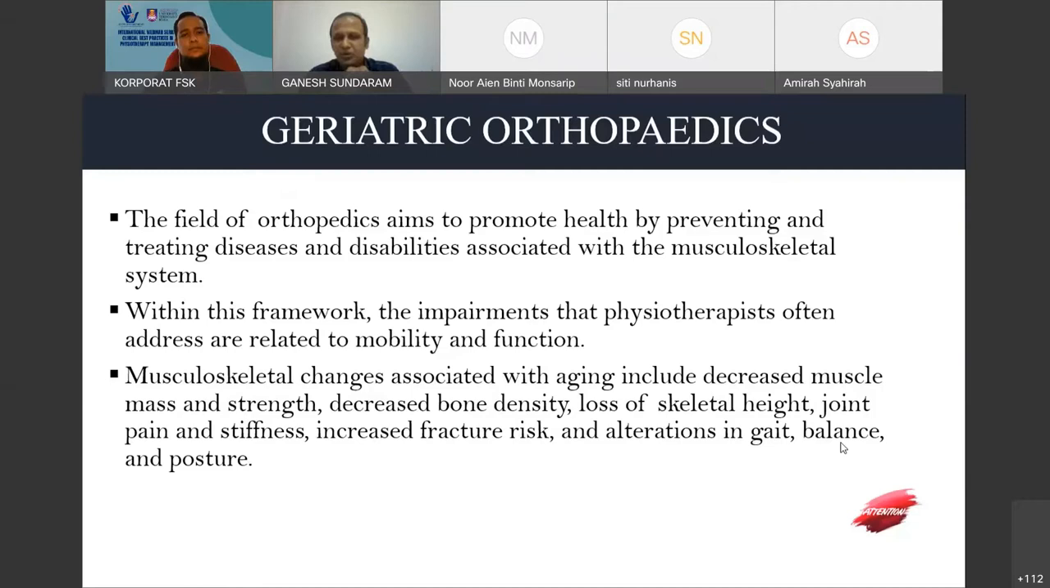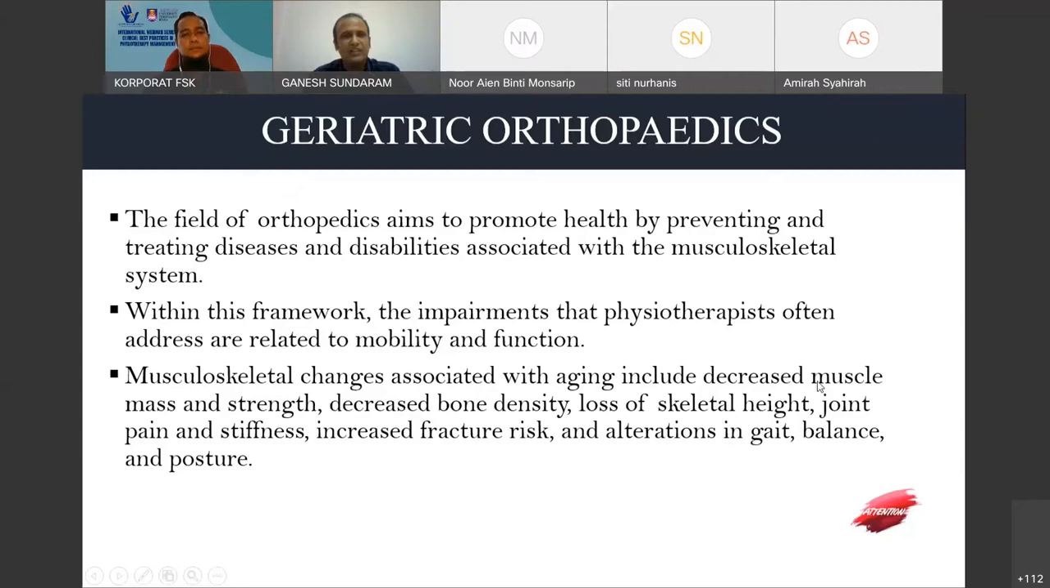Musculoskeletal changes associated with aging include decreased muscle mass and strength. So obviously when the age increases, automatically the muscle mass decreases, the strength decreases, decrease in bone density and loss of skeletal height, joint pain, stiffness, increased fracture risk, alterations in gait, balance and posture. So we have a lot to work on in geriatric orthopedics.